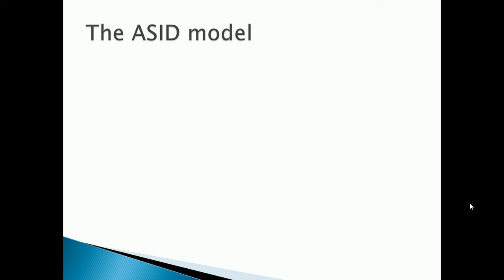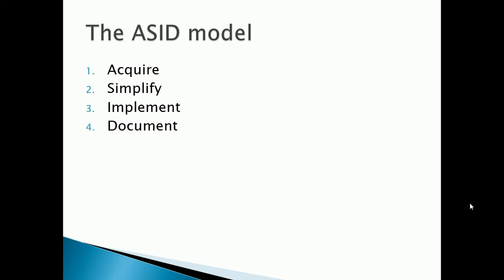But really, all of these different models that you see, whether it's CompTIA or Oracle's model or whoever, are all based around the ASID model, which is to acquire, simplify, implement, and document. ASID: acquire, simplify, implement, and document. Not to be confused with ASID transactions that we talk about in databases. This is a database class, so we're using a similar term here, but with troubleshooting, when we talk about ASID, we're talking about acquire, simplify, implement, and document.